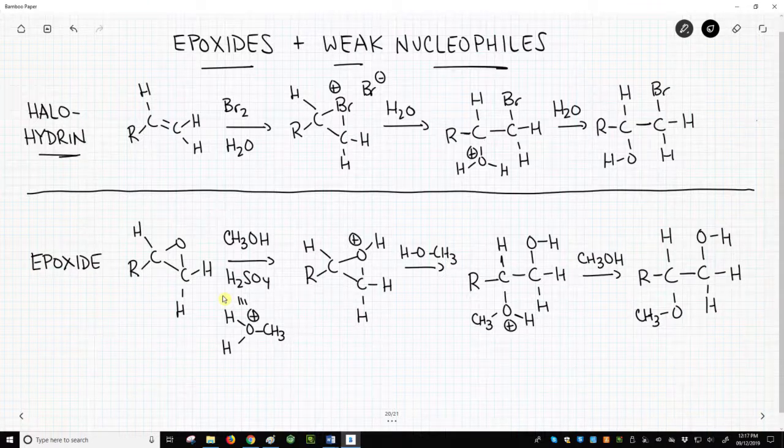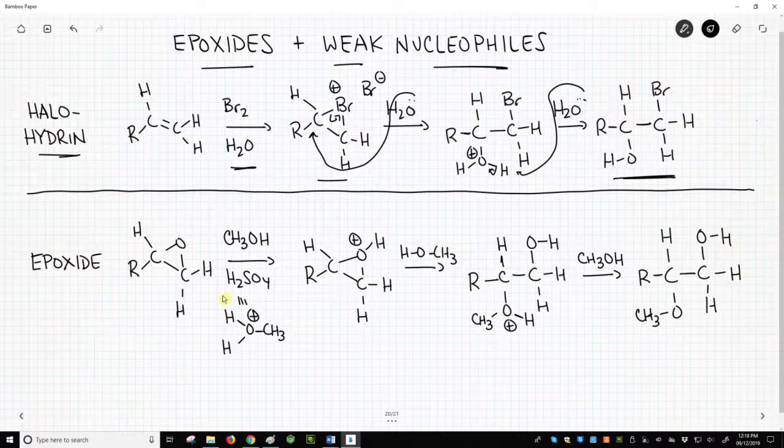On the top line is the reaction of an alkene with Br2 and water. First we form the bromonium ion. The bromonium ion is then attacked by water. Water is a weak nucleophile and opens the ring. Finally, we deprotonate the oxygen to get a neutral bromohydrin. Okay, so that's our context.